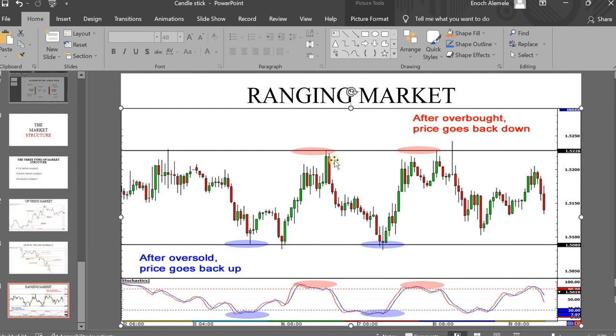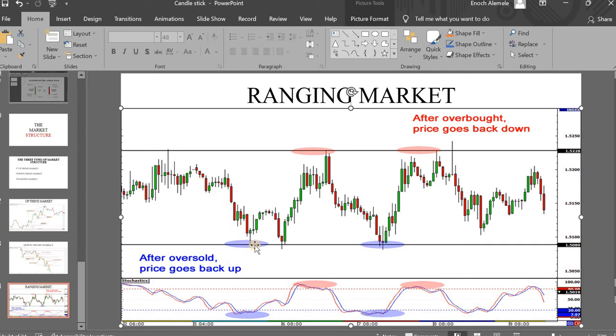So price will be moving in a range, as you can see. Now, how do you trade when price is moving in a range? When price is moving in a range, you wait for price to hit the resistance, then you sell from here. Then as it comes back to the support, you get out of the market.